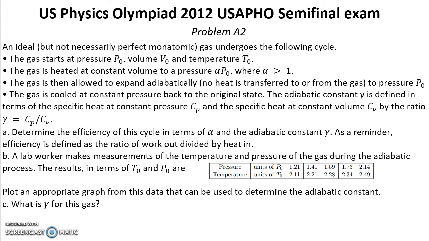B. A lab worker makes measurements of the temperature and the pressure of the gas during the adiabatic process. The results in terms of T0 and P0 are in this table. Plot an appropriate graph from this data that can be used to determine the adiabatic constant. C. What is gamma for this gas?